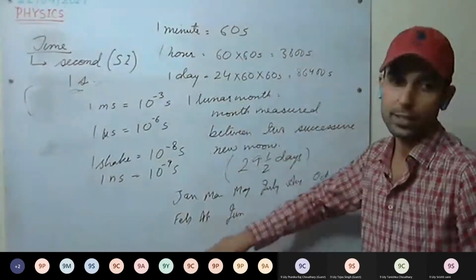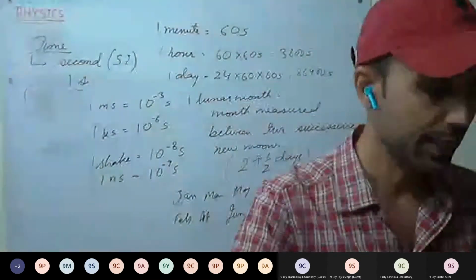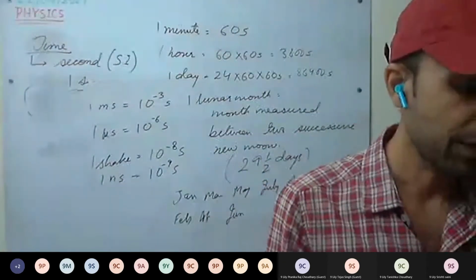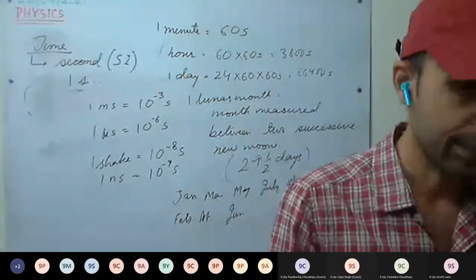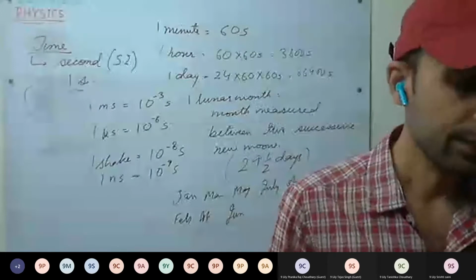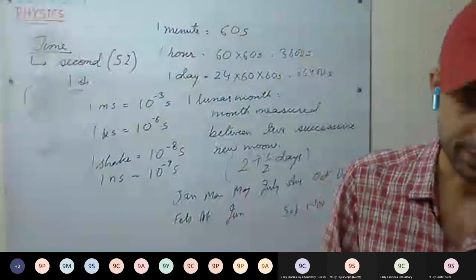Again, bigger units: year. 1 year, 365 days you have taken, and how many seconds? 3.1536 times 10 to the power 7 seconds. Leap year, decade, century, millennium, we'll discuss in the next class.